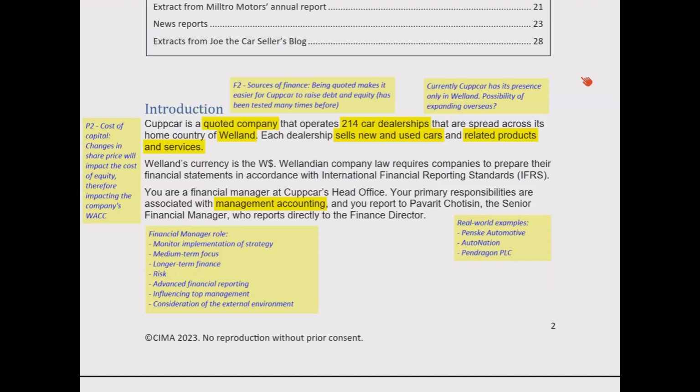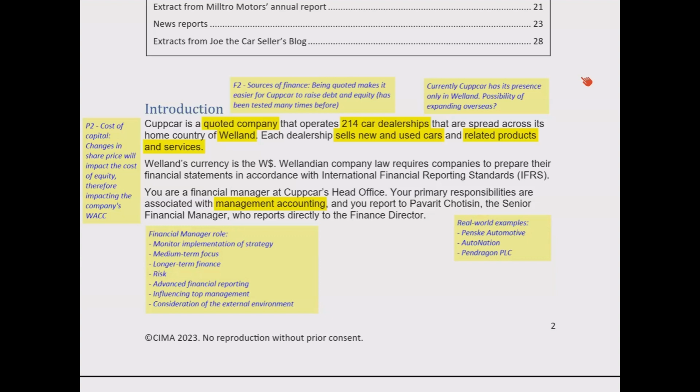We're going to think about different kinds of exam questions we could get in terms of what scenarios they could put to us in the exam. So knowing about Cuppcar and what it does and what the industry is all about is going to help us today and in the future sessions, where we look at the industry analysis and the second half of the pre-seen, to think what could come up in the exam and how I would apply my knowledge to that situation.